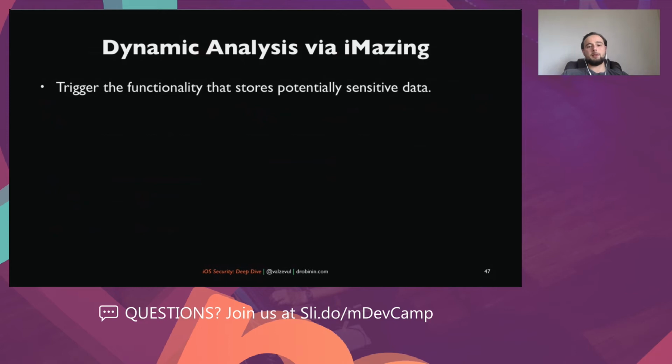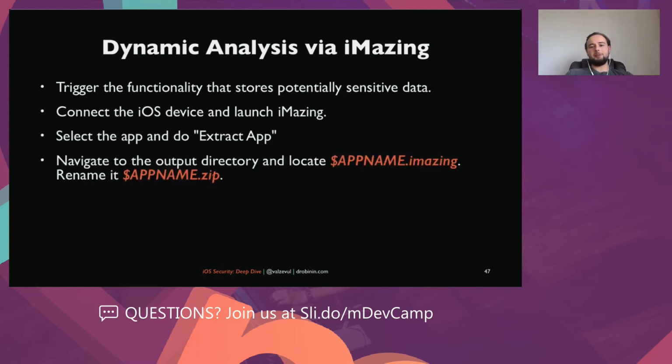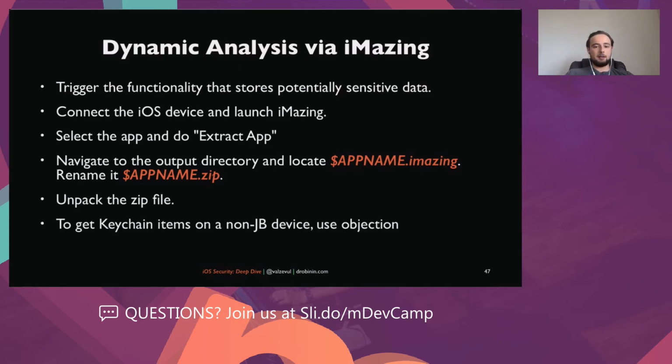But if you want to test the quality of your backups, for example, you can trigger the functionality that stores this potentially sensitive data, connect to the iOS device, launch iMazing, search for the app, extract the app, and rename that file they're extracting into a zip folder because it's a zip file. Then you can use objection separately from that if you want to dump the keychain items from a non-jailbroken device, because keychain is still accessible and you can still decrypt it. So the silver bullet doesn't exist here, but if you want to make it safer, avoid storing anything on the device and please focus on the user security here.